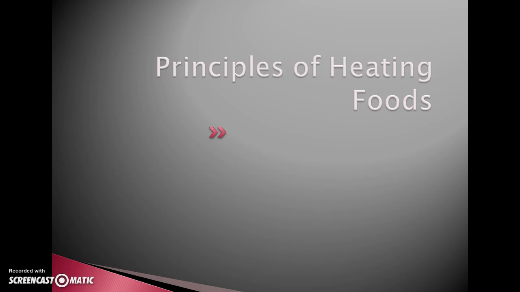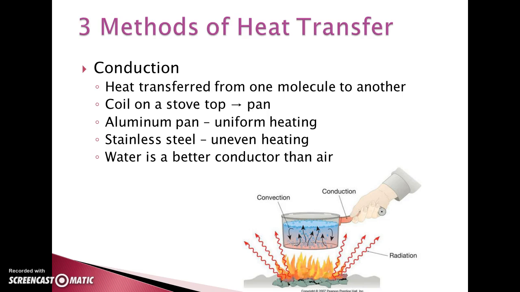We're going to transition that a little bit and talk now more about different principles of heating foods. And these are types of things that we'll keep in mind as how the foods become heated while we're cooking them. The first method is conduction. And by definition, conduction is when heat is transferred from one molecule to another. So for example, if you put your pan on a stovetop, the stovetop makes the bottom of the pan hot because it conducts heat from the stovetop to the pan.